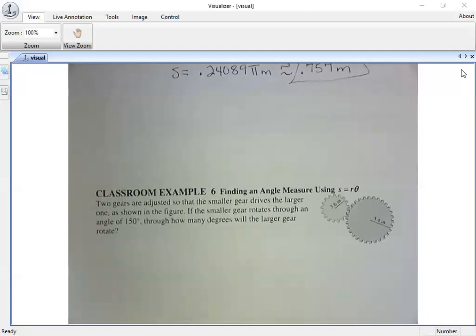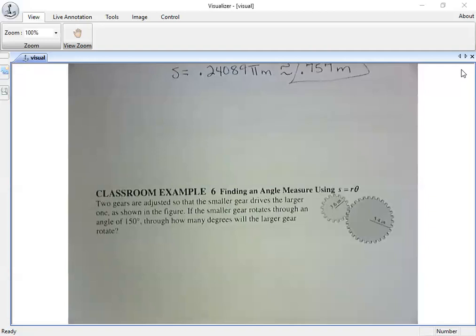So if we look at this and we know the smaller gear is going through an angle of 150, why are they asking us through how many degrees will the larger gear rotate? Isn't it going to be 150? No. No, it's not, okay?